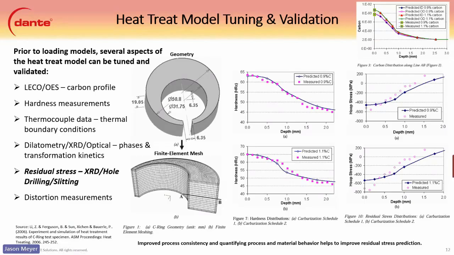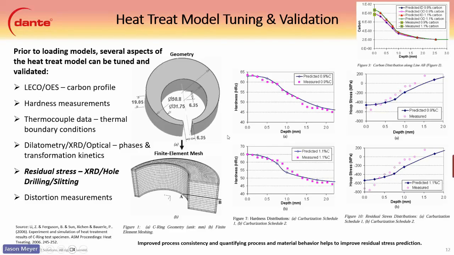So prior to the loading models, several aspects of the heat treat need to be tuned and validated. You should always be validating what you get out. If you run a couple models and you get a result, and then you run an experiment to see how it works, and something is different, then you need to look into your boundary conditions and make sure you're capturing every step of the process in order to get these validations before you start mapping into a loading model.